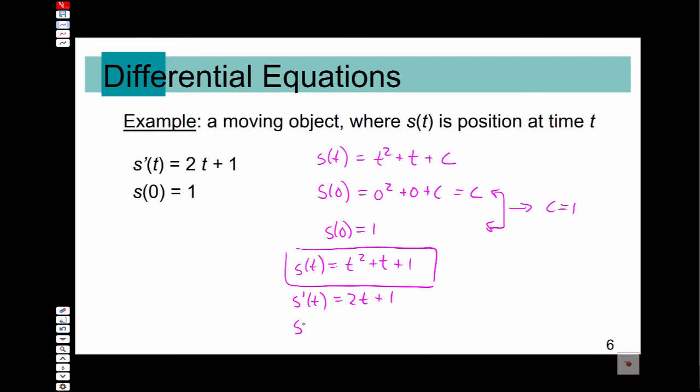And we can also check that it satisfies the initial condition by plugging in a value of t equals 0, in which case we get 0 squared plus 0 plus 1, which equals 1. So this verifies that this is indeed the solution to this initial value problem.